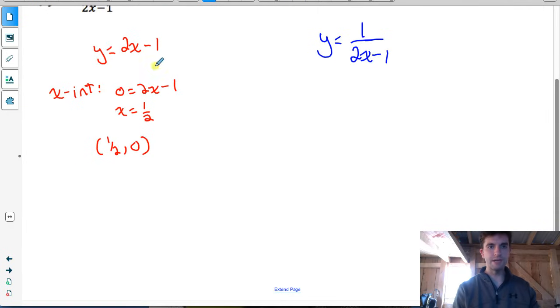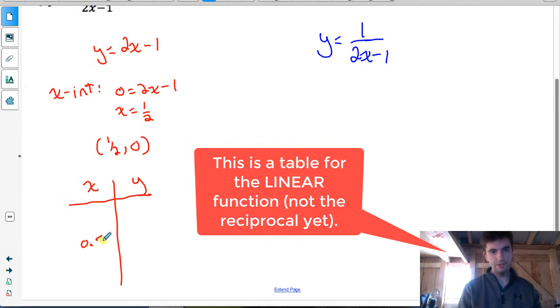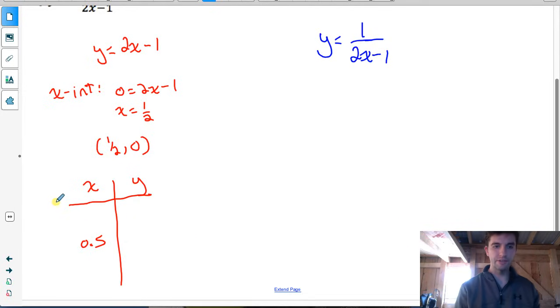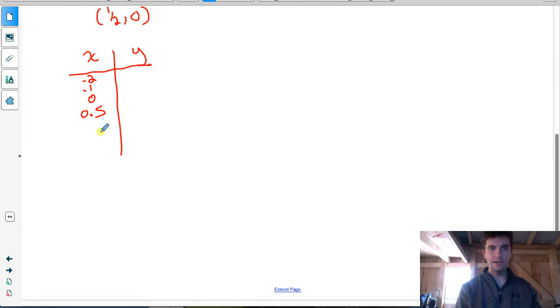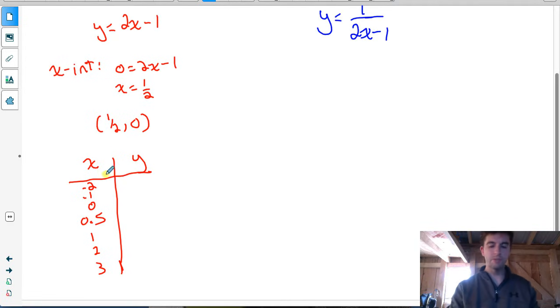Now I'm going to make a table of values for this function, making sure I put the x-intercept in the middle of that table of values. So I'm going to put 0.5 in the middle, and then just choose a couple points on either side of it. I'm actually going to choose 3 points on either side of that. So to the left of 0.5, so x value is less than 0.5, let me just choose 0, -1, and -2. And then to the right of 0.5, so x value is bigger than 0.5, I'll choose 1, 2, and 3. It's important I'm choosing points on either side of that x-intercept because that'll make sure when I graph its reciprocal, I get points on both branches of the hyperbola.